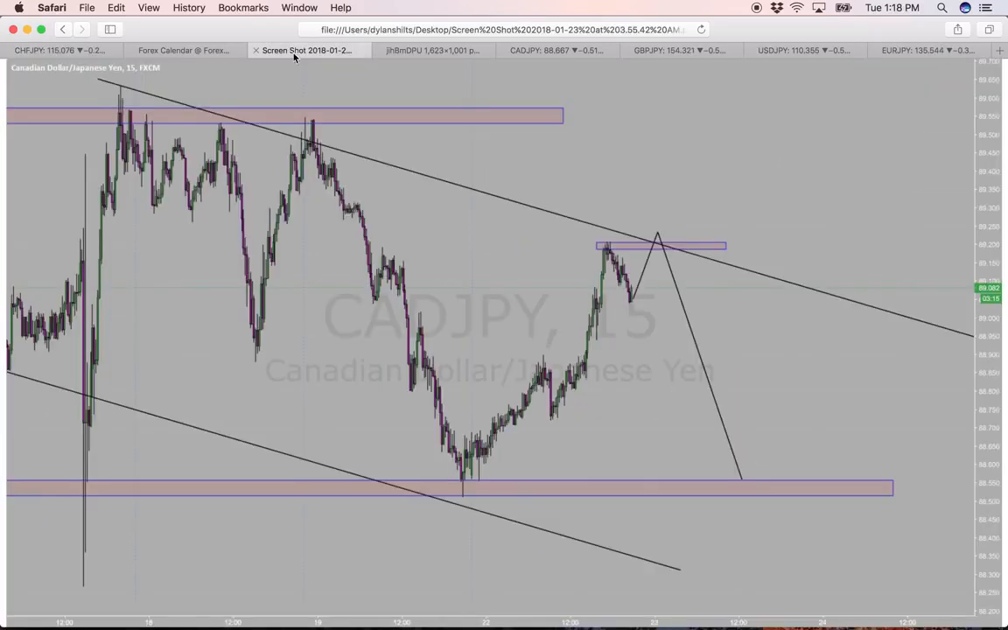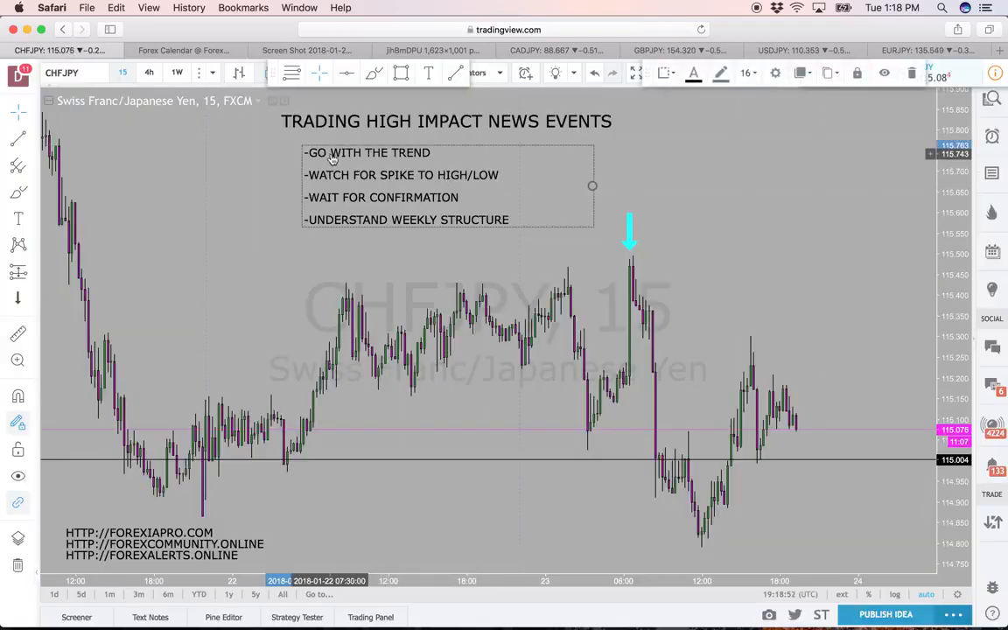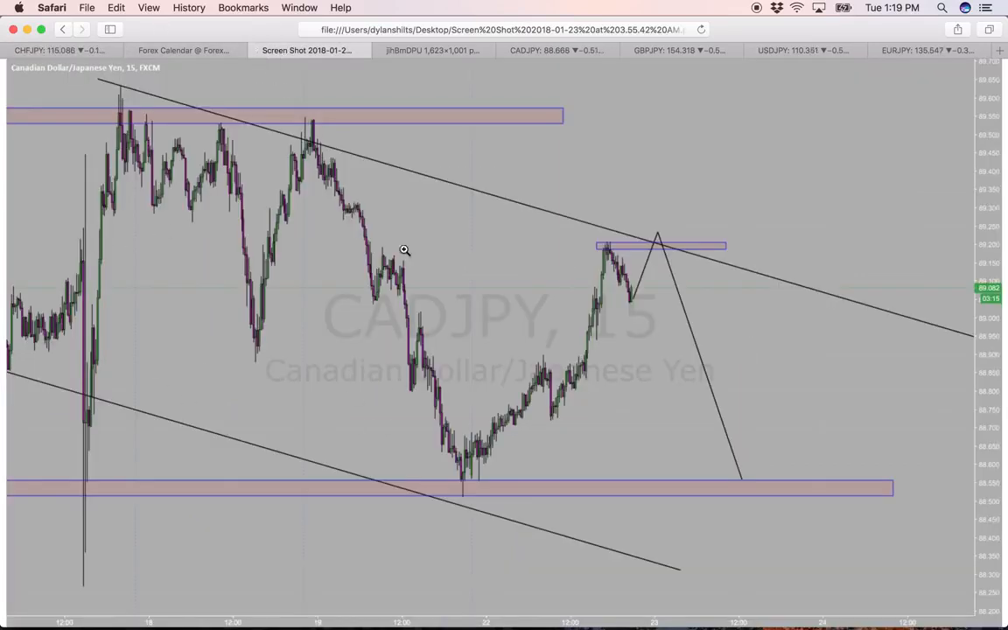Okay, so let me show you guys this example of CAD JPY. First of all, some of the steps in trading high impact news events like this: go with the trend. The trend is your friend. Now, what I had done here was drawn out the CAD JPY as I saw fit. The trend line looked like it was in a downtrend on the 15-minute chart, and also looked like a downtrend on the 4-hour chart.